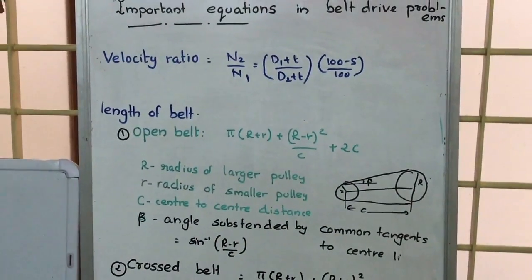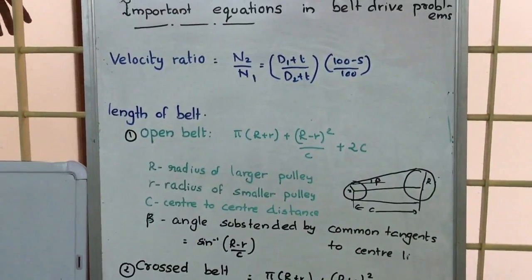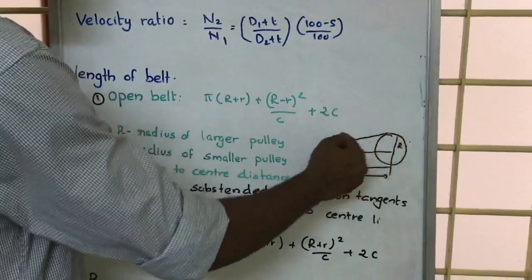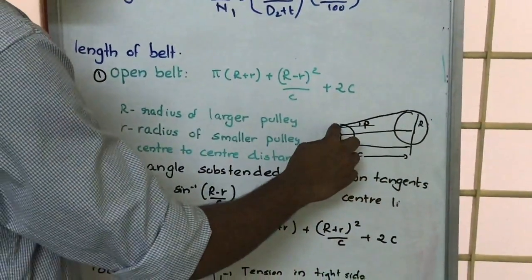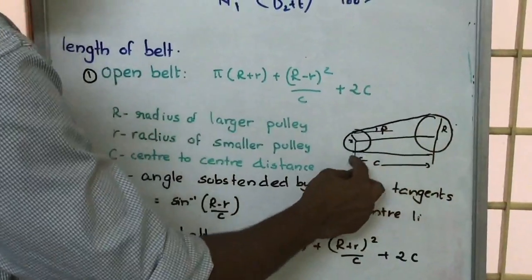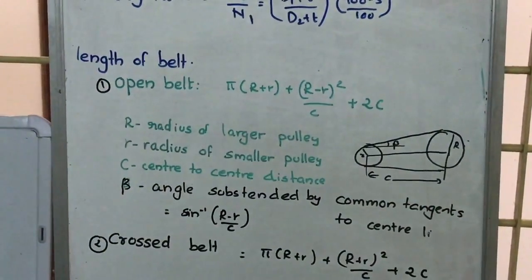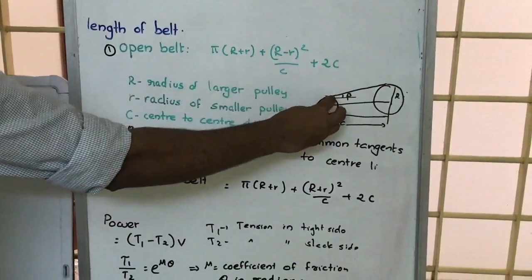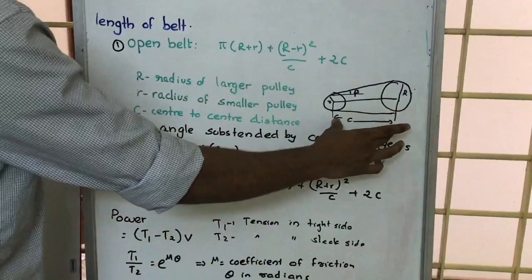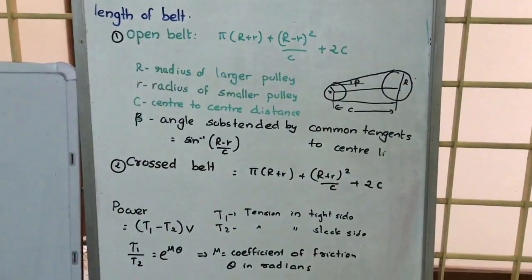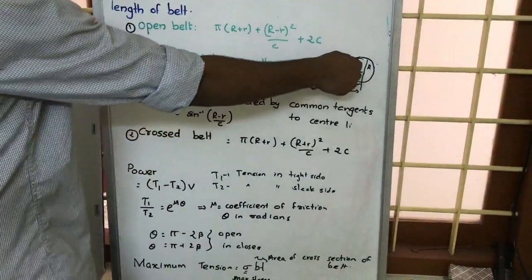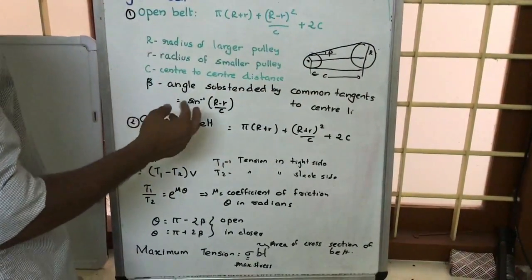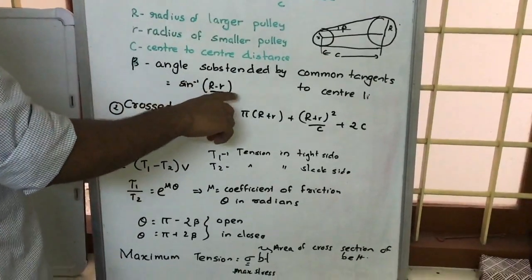Now, length of belt. We know there are two types of belt drive. One is the open one, where the belt will be like this, and the other one is the crossed one, which means the belt will be passing somewhat like this. In the case of an open belt, if R is the radius of the larger pulley and small r is the radius of the smaller pulley, and if c is the center to center distance between the pulleys, and beta means the angle between the belt and the center line, that beta can be found by beta equal to sine inverse of (R minus r) by c.